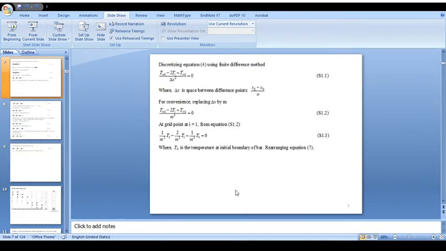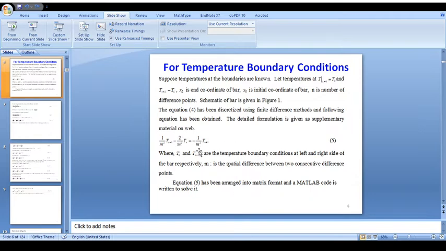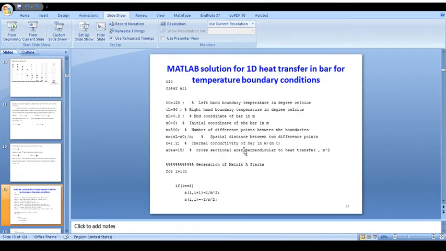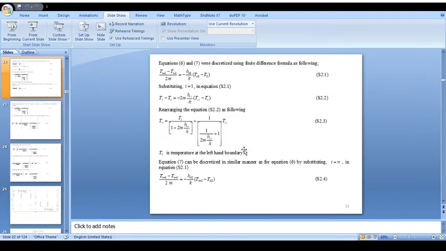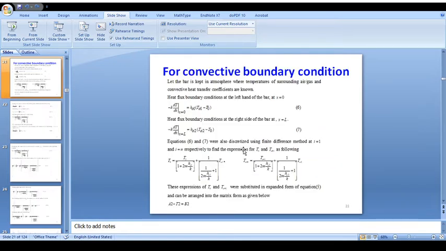time back somewhere here. You can see equation 5, which needs to be solved, this second order differential equation for temperature. So in this case, you have this T0 and T1. Now this T0 can be substituted in the expanded form and arranged into the matrix form, and finally you can solve it.